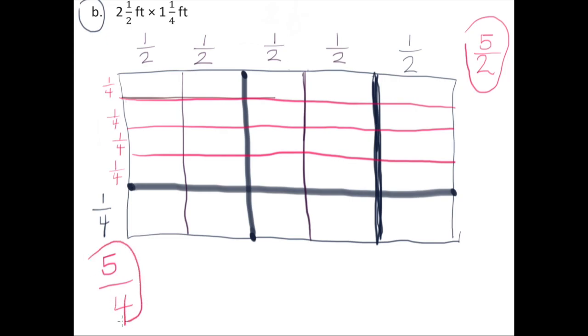Interesting. So now what we've done, you guys, is we've transformed 2 1/2 into 5 halves, and we've transformed 1 1/4 into 5 fourths. Again, we've just transferred our mixed numbers into improper fractions. And now can you see that we can very simply just multiply straight across? 2 times 4 is 8.